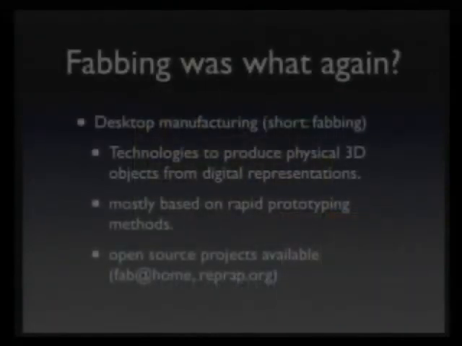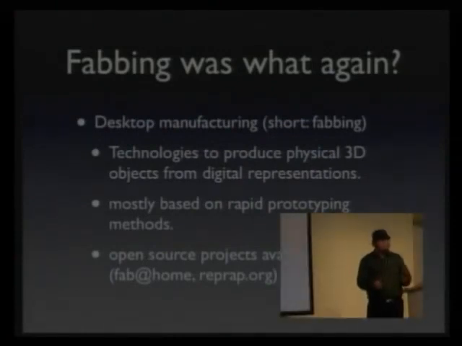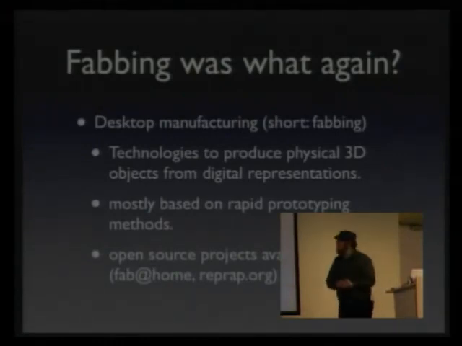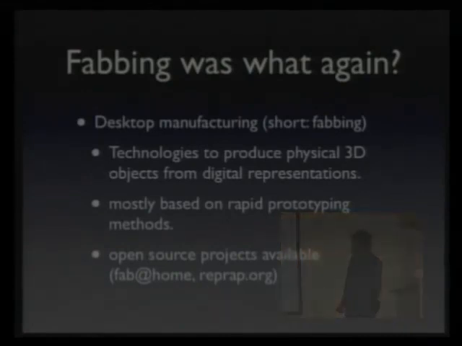But fabbing is the way to go. Fabbing is basically desktop manufacturing. That means you have a box with a computer on it, and then you think about what you want to do. You make a 3D representation in your computer, and then you print it out. Or you get a BitTorrent of the new iPod and print it out. That's the idea. What you're trying to do is really make physical objects from digital representations.